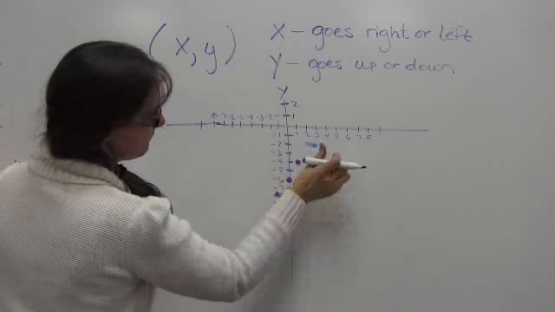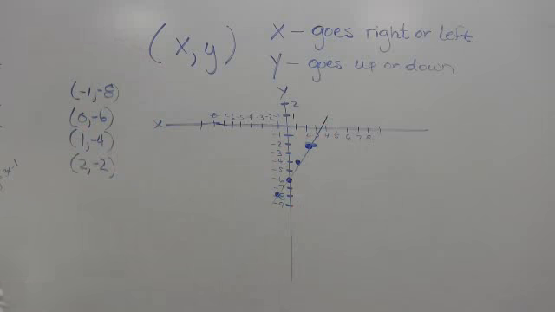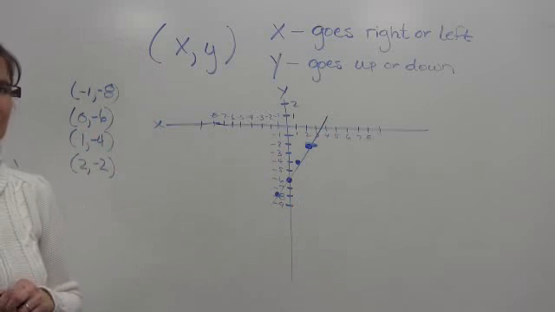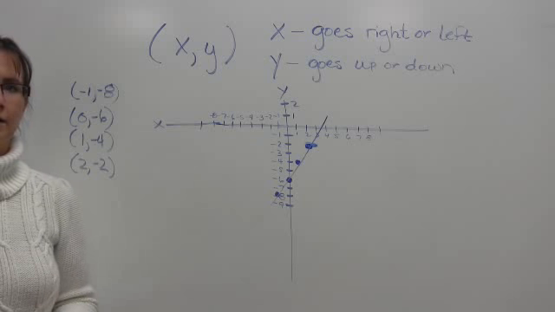You'll notice that if I did a good job of drawing my graph, my line is a straight line. Remember, this was a linear equation. It's linear because when I graph it, I get a straight line.